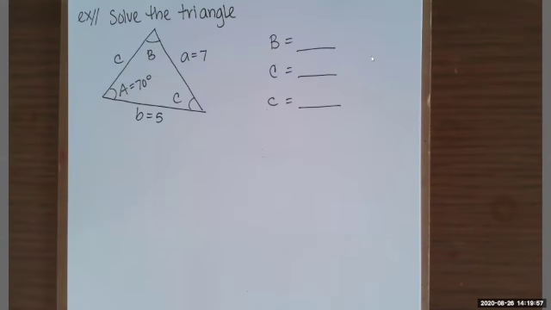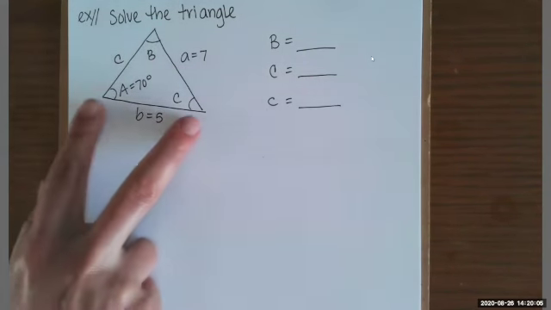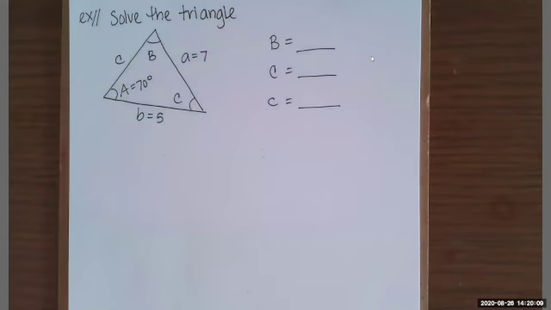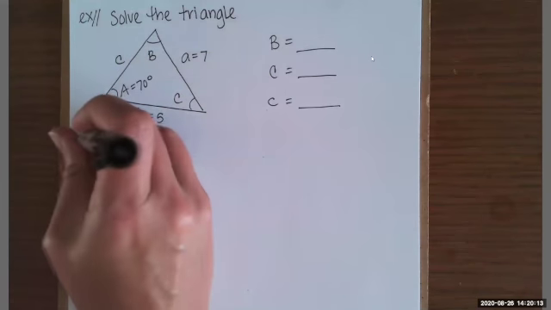So let's solve the triangle. Here we're given angle A is 70, side A is 7, and side B is 5. This one, maybe my picture looks a little bit better, right? This looks closer to 70, and if this is 5, then sure, this is 7. So this one looks a little bit better, but we'll see. So we're going to start by finding angle B.